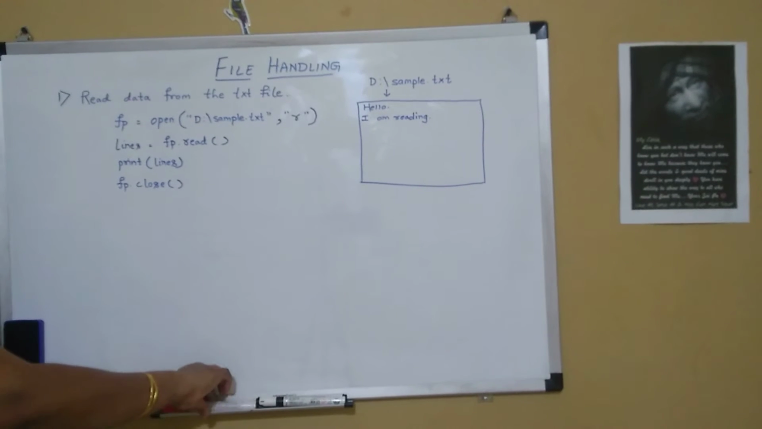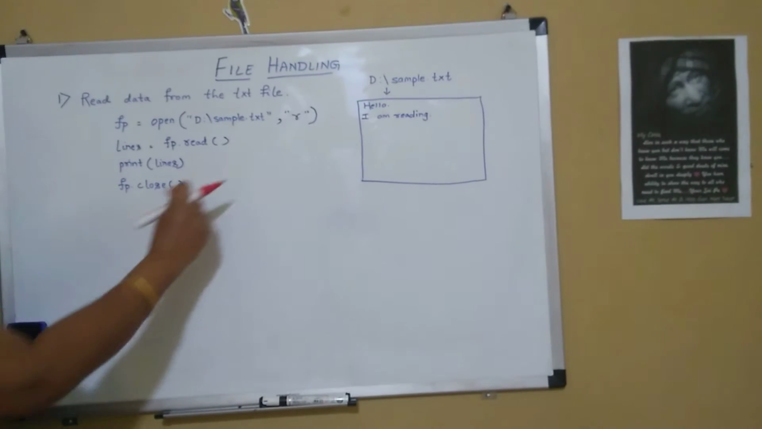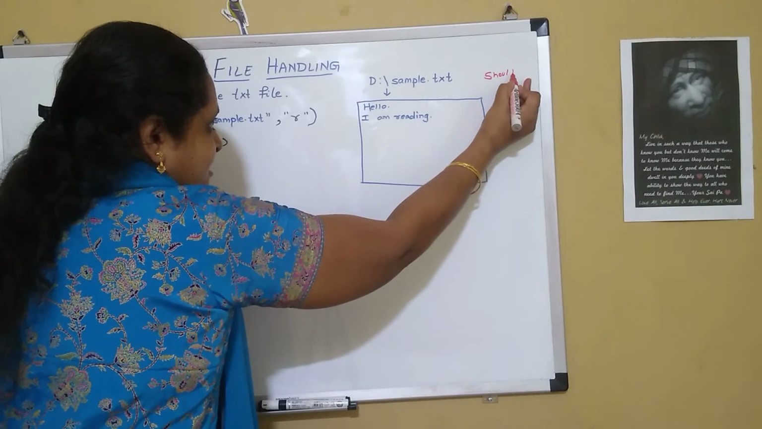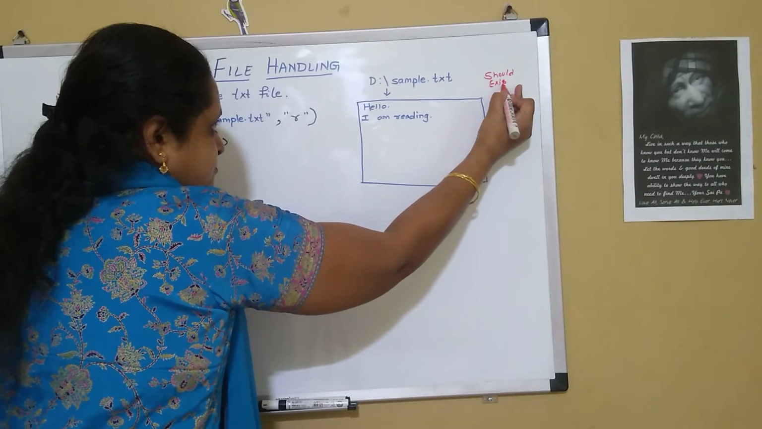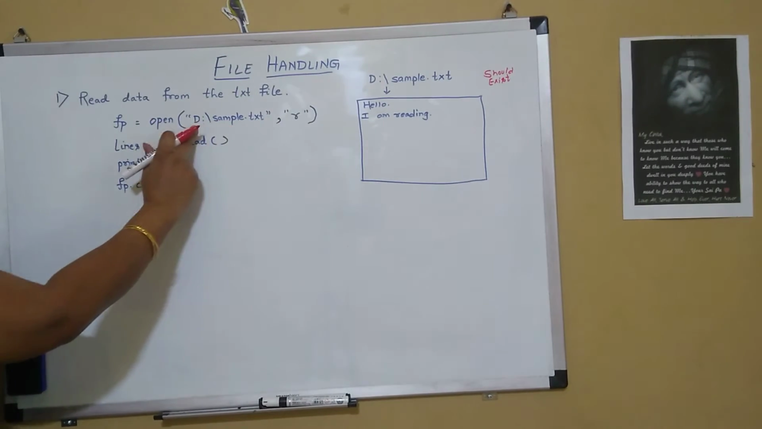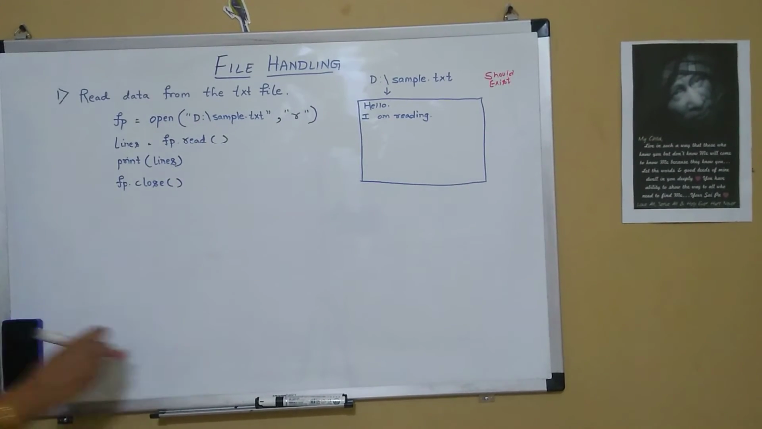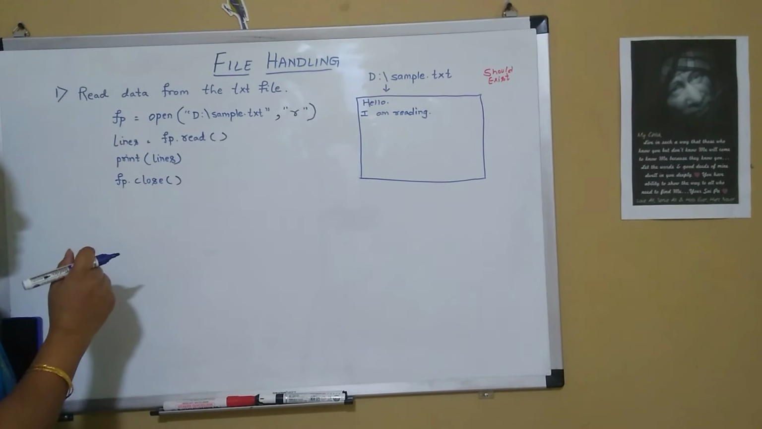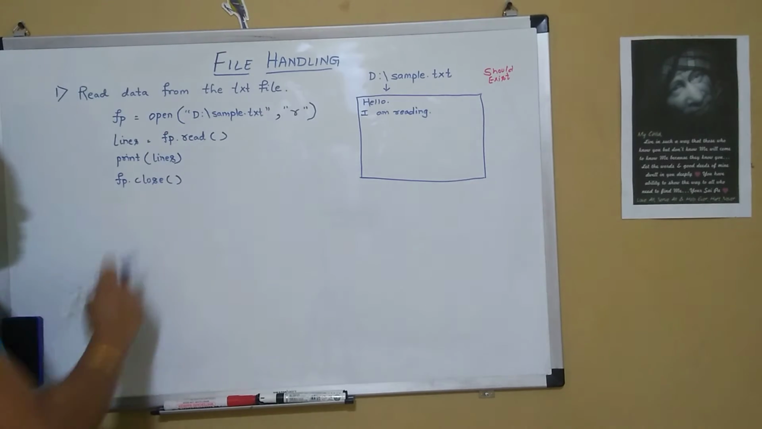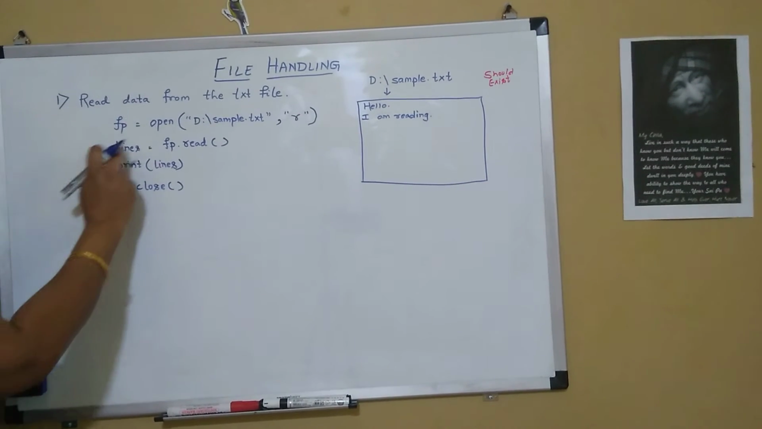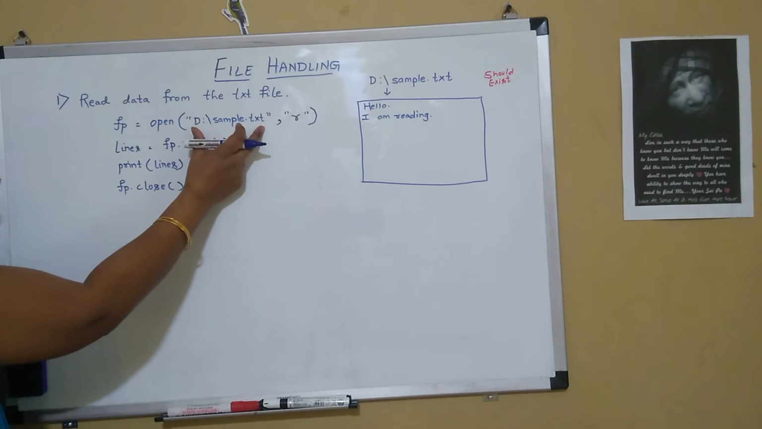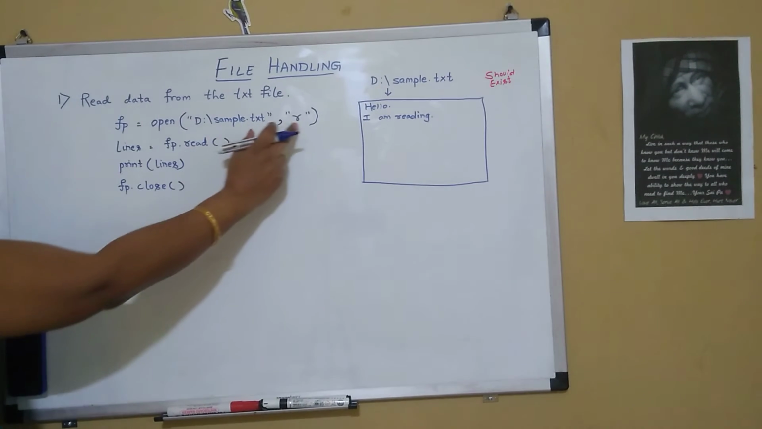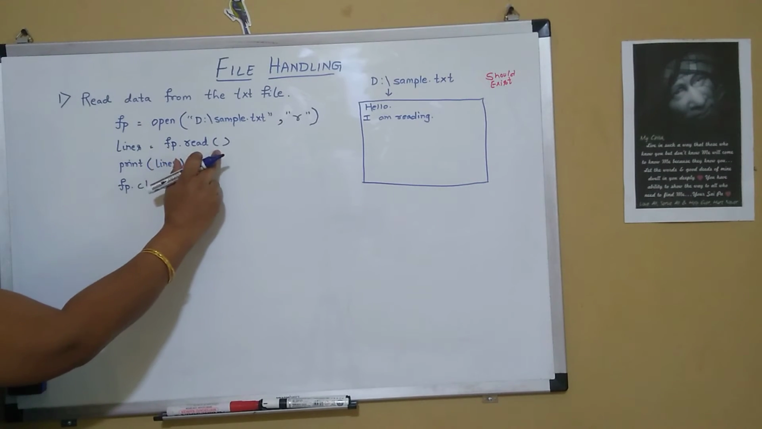One thing we have to remember here is, if we open the file in read mode, then the file should exist in the directory which we have given. So the sample.txt file should be present in the D drive. If it is not present, it will raise an error telling that the file is not present in the specified directory. For open we give two arguments: one is the file name and one is the access mode. I have given r as the access mode.